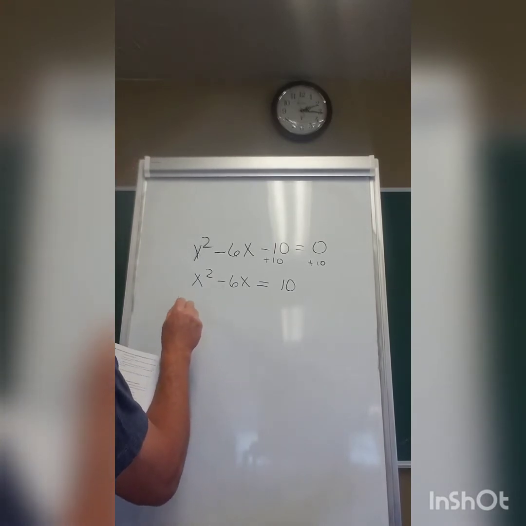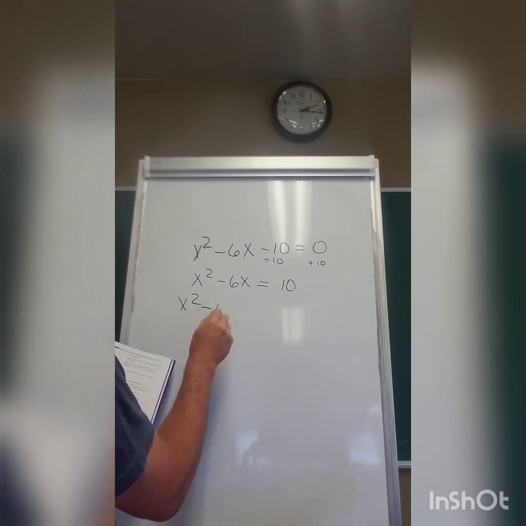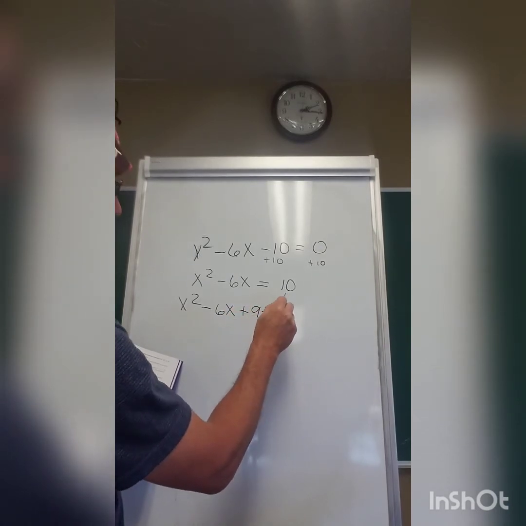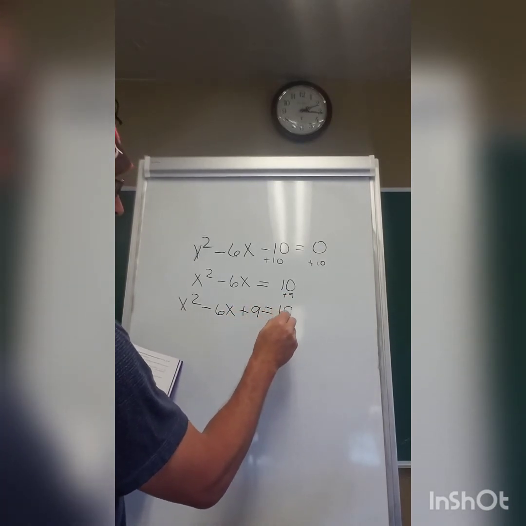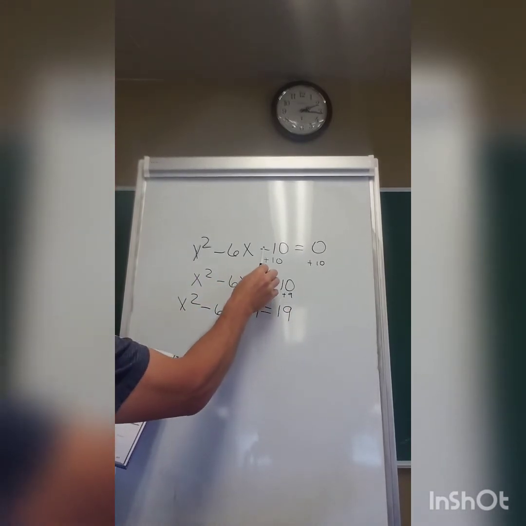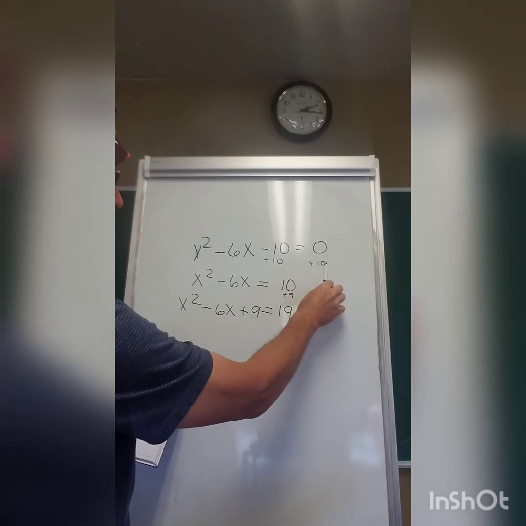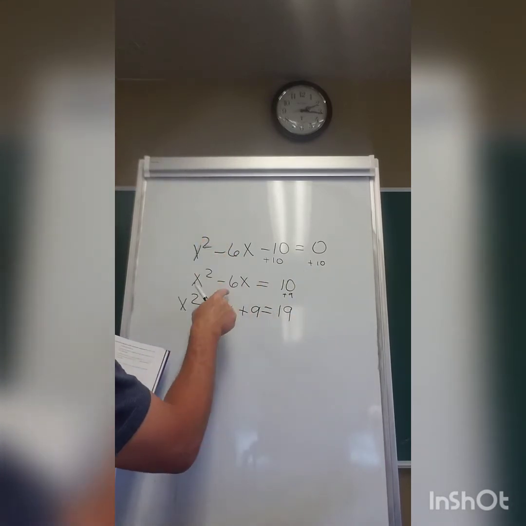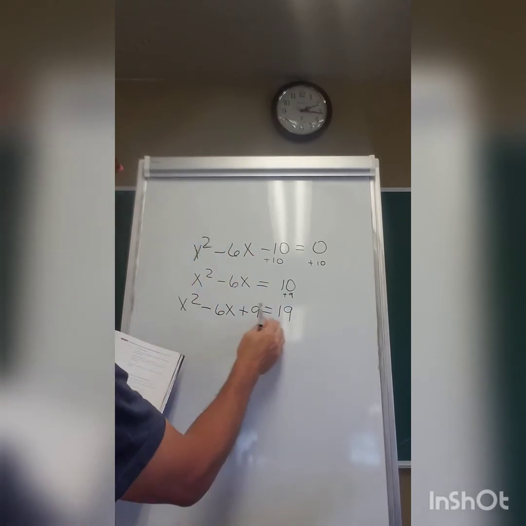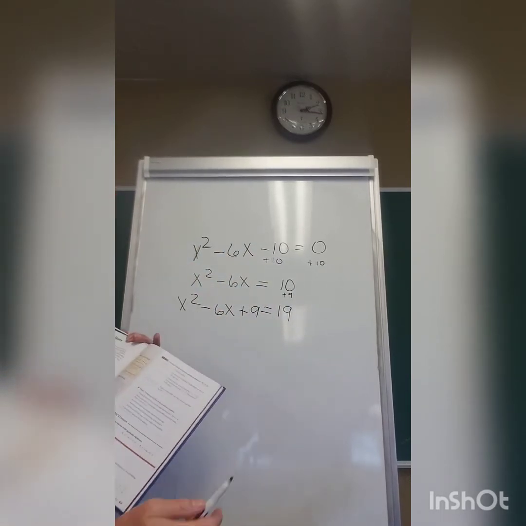So then we're going to have this. X squared minus 6x plus 9 equals, and when you add a 9 here, now you have 19. That's your second step. So the first step is moving the constant over to the right side. The second step is dividing this x number by 2, squaring it, and adding it to both sides.